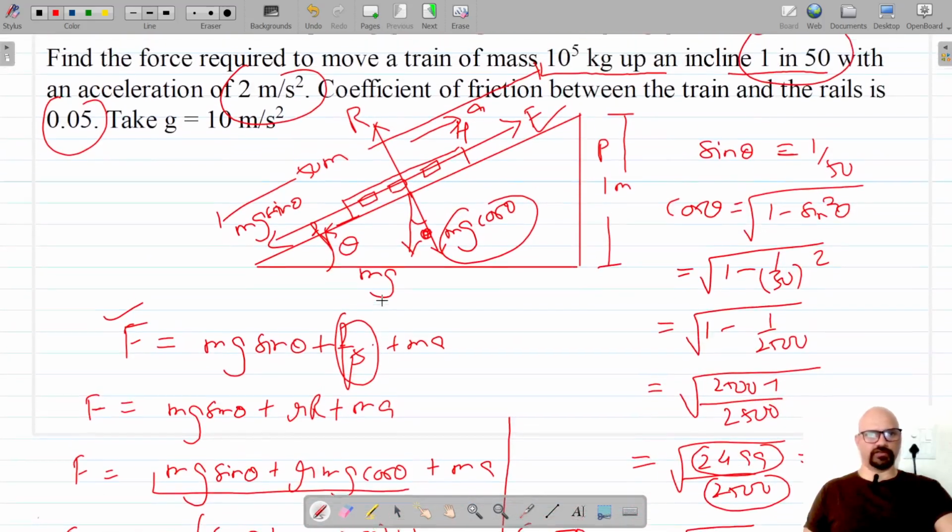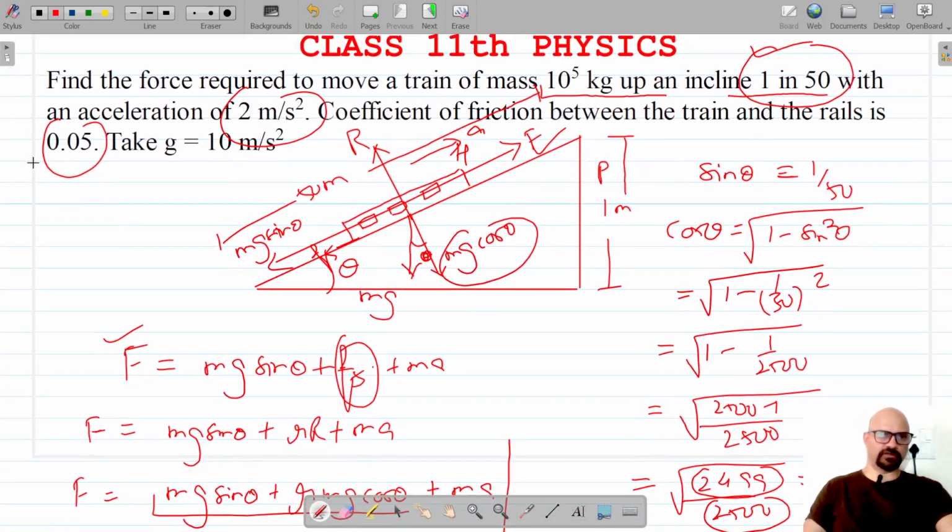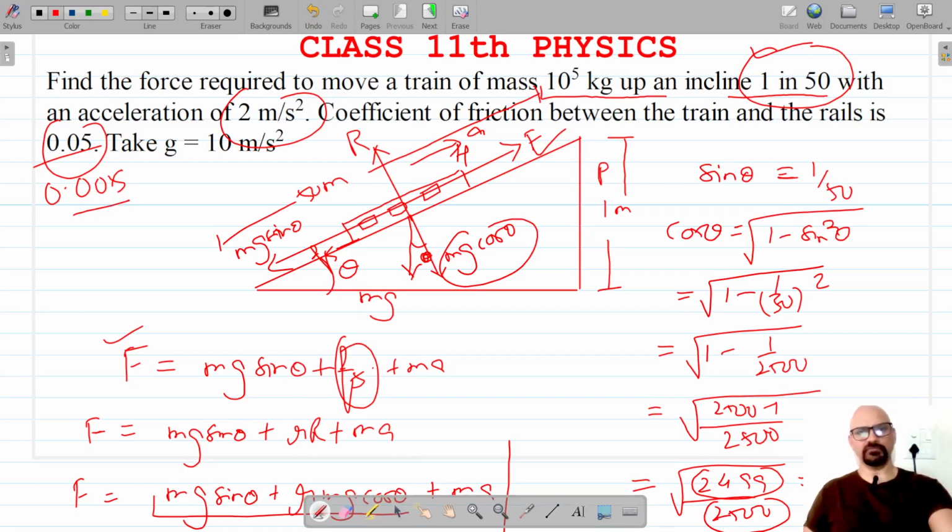So this coefficient of friction, it's not 0.05, it's actually 0.005. The coefficient of friction is 0.005.